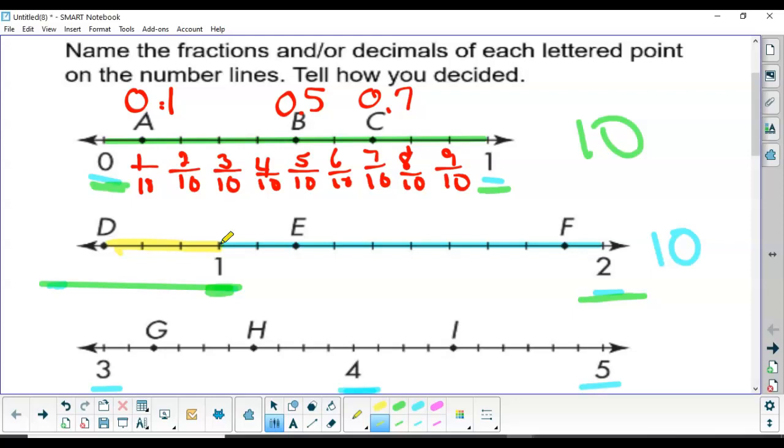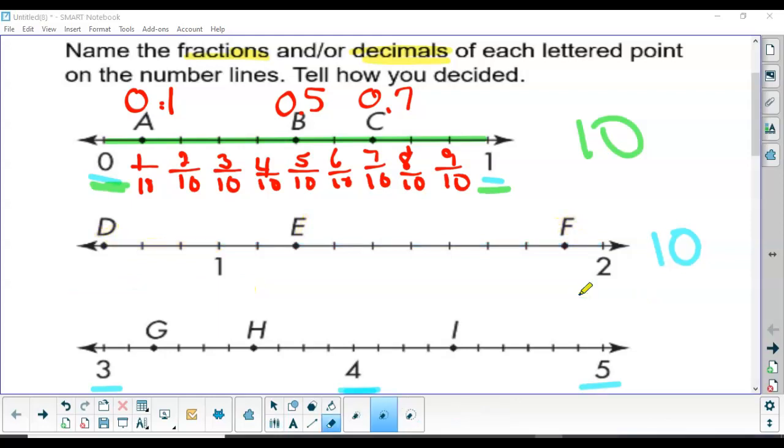All right, so what you're going to do right now is pause the video and I want you to write the fractions and decimals for the lettered points. You don't have to do the whole thing. You could just write the fractions and decimals for the lettered points. Remember, E and F are between 1 and 2, so it's going to be a mixed number.